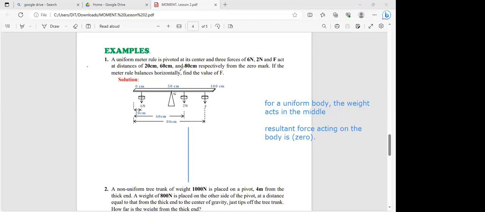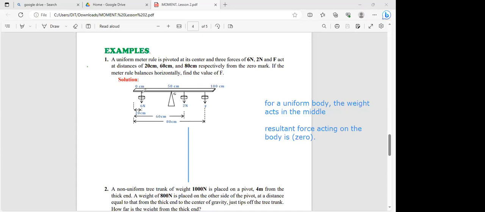Now, what we are going to do is to redraw, or even if we don't draw it, to determine the distance of each of the forces from the pivot, and after that, we are going to go down to our calculation.